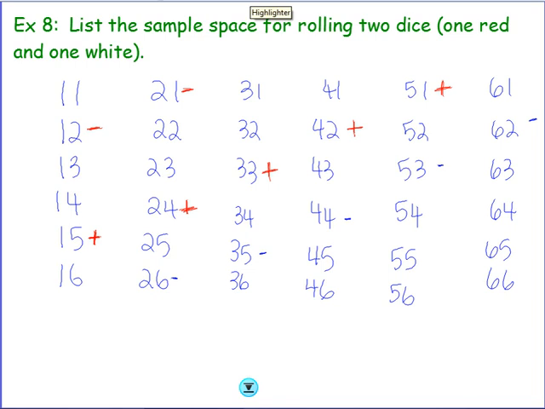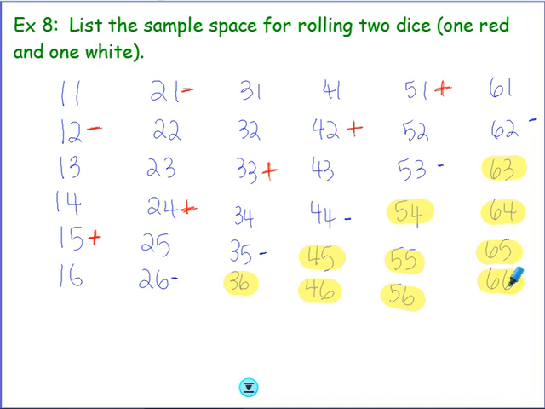So the first row, none of those make 9s. The next one, none of those make 9s. Third one, there's a 9. Fourth one, there's a 9, there's a 10. Fifth one, going the diagonal, 9, 10, and 11. Last one, 9, 10, 11, and 12.